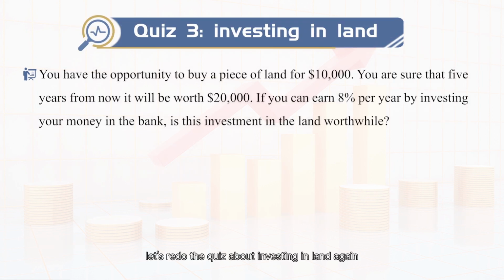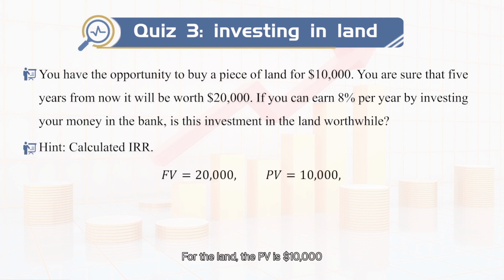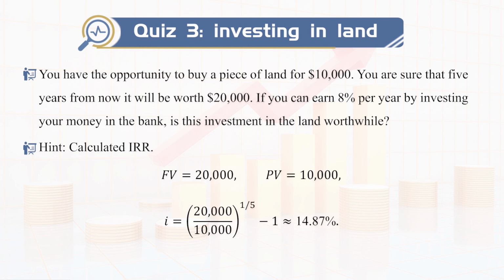Considering the IRR, let's redo the quiz about investing in land again. For the land, the PV is $10,000, FV is $20,000, and N is 5. By the formula, the IRR is equal to 20,000 over 10,000 to the 1/5, and then minus 1, which is 14.87%. This IRR is greater than the 8% in the bank, so investment in the land is worthwhile.